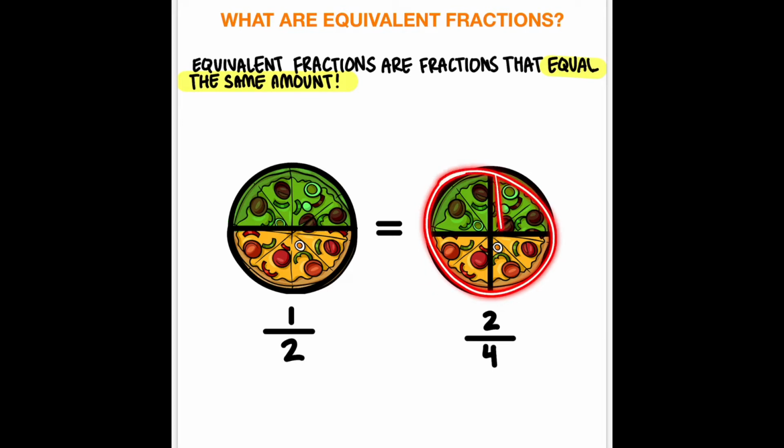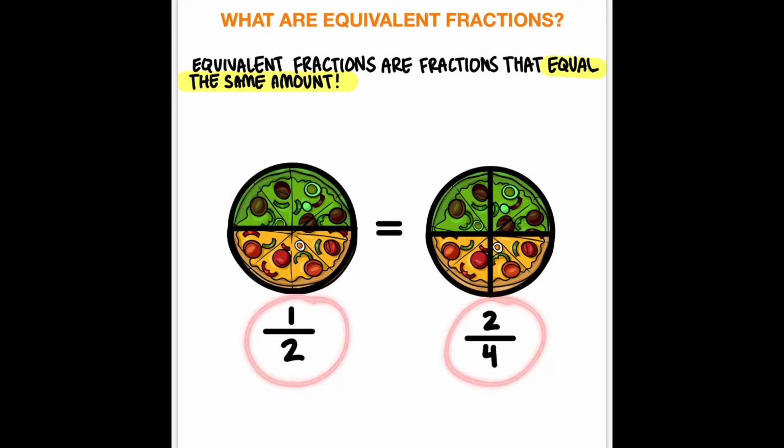Now let's say I have one pizza that was cut into four parts. If I eat two of these parts, I will eat 2/4 of the pizza. But you can see that there's an equal amount of green highlighted in both of these pizzas. That means 1/2 and 2/4 are equivalent fractions.